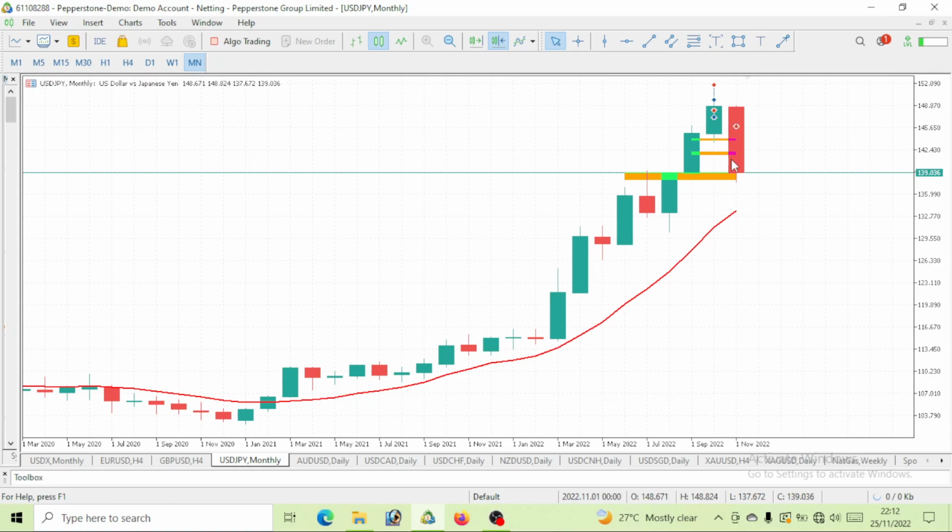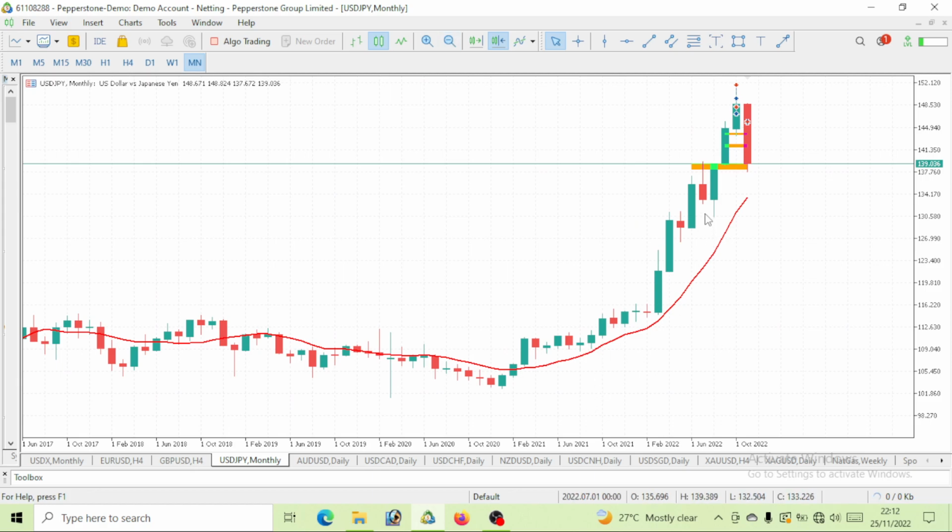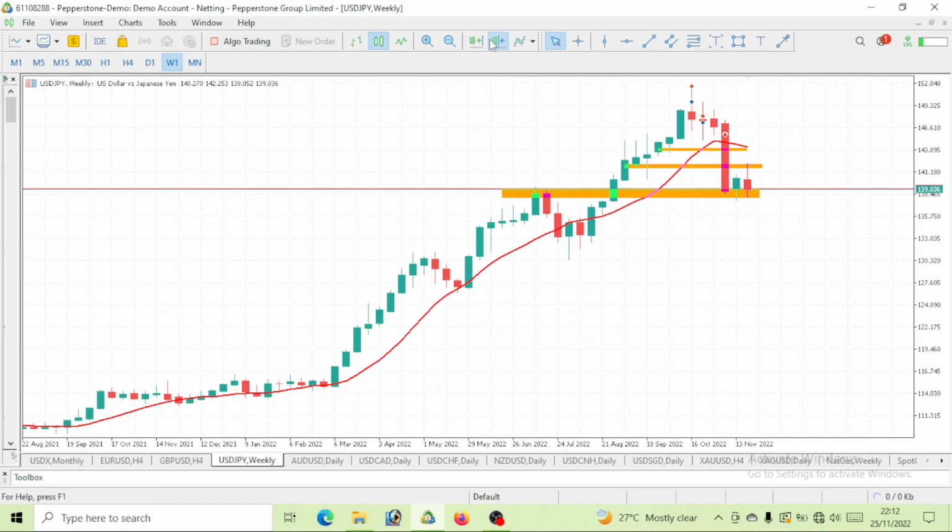So this is the moving average I've added, which is a 10-period moving average. It will guide us. Once the price is above the moving average, then we have to go long, we have to buy, but once it is below it, we have to sell, so we have to short, right? So since it is still above it, we still consider this move as a bullish move. That would now take us to the weekly time frame.